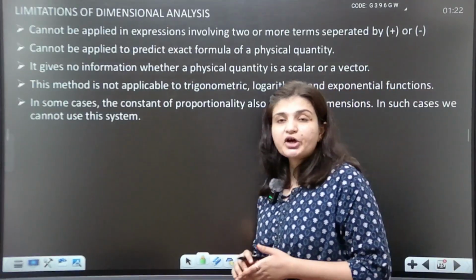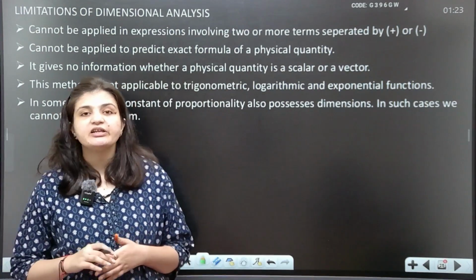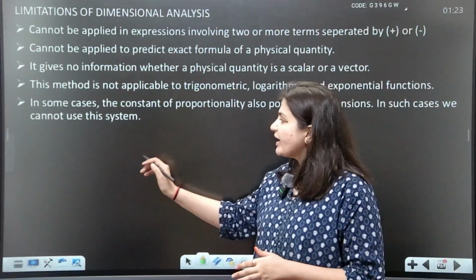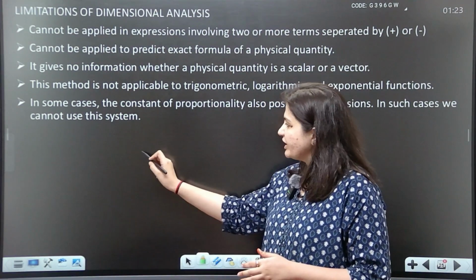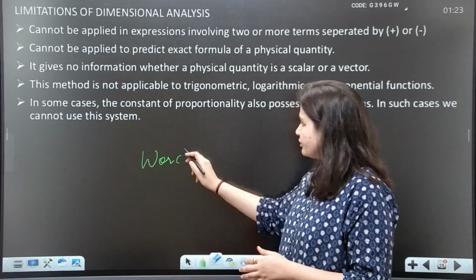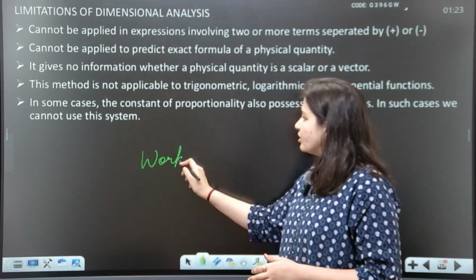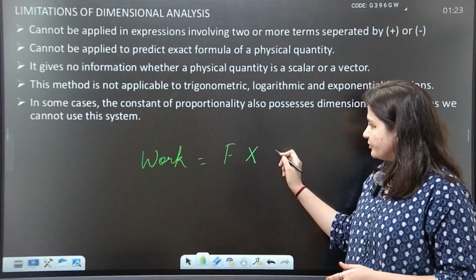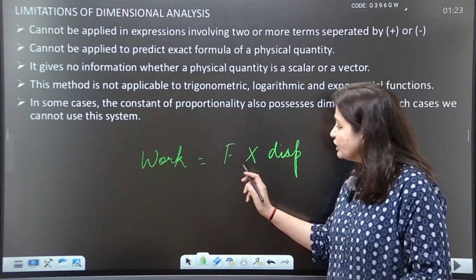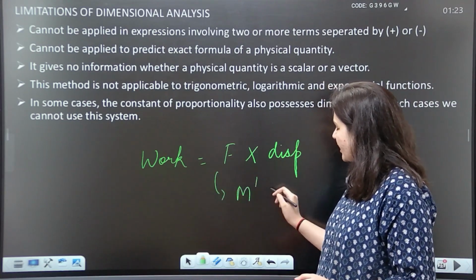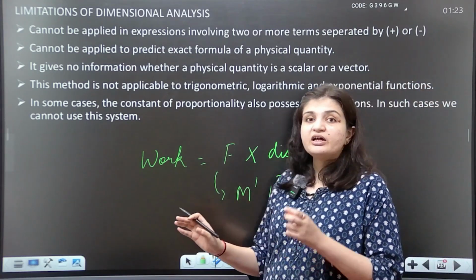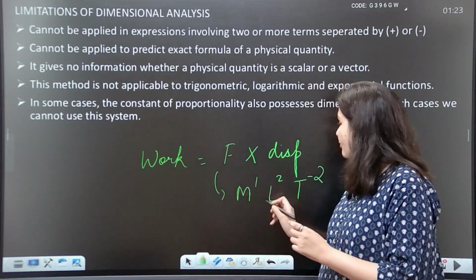Now students, let's talk about the limitations of dimensional analysis. If we have found for any physical quantity how it is dependent, for example work is equal to force into displacement, we know that it is dependent on m to the power 1, L to the power 2, t to the power minus 2. But we don't know by what numerical factor it is dependent.